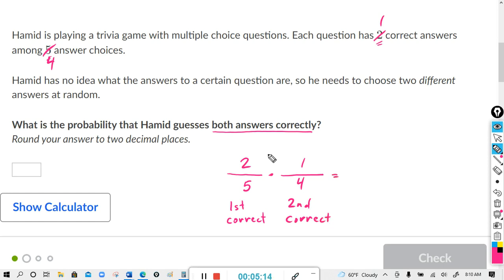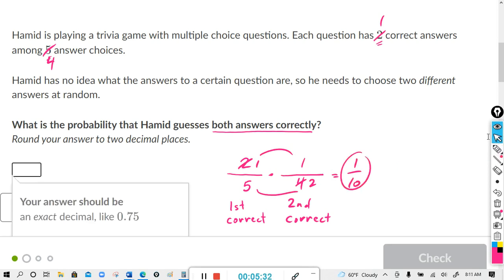Okay, so we can cancel top and bottom. 2 divided by 4. 2 divided by 2 is just 1. 4 divided by 2 is 2. 1 times 1 is 1. And 5 times 2 is 10. So that goes in the box, 1/10.